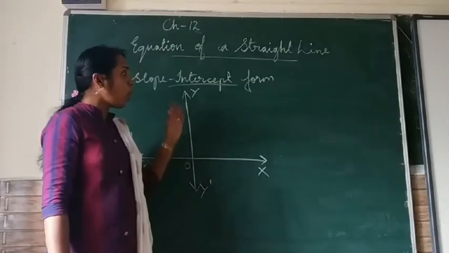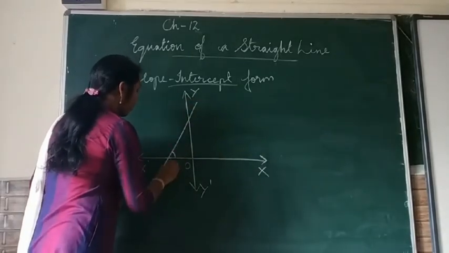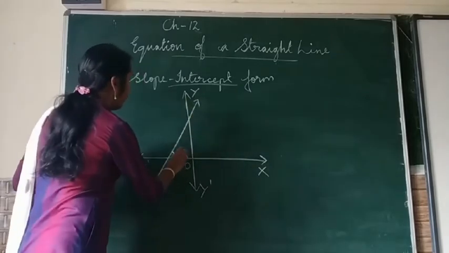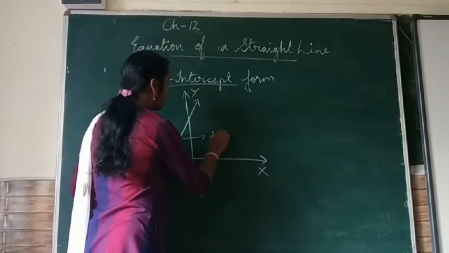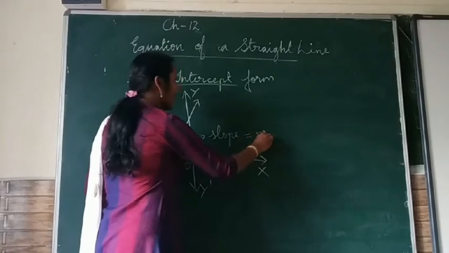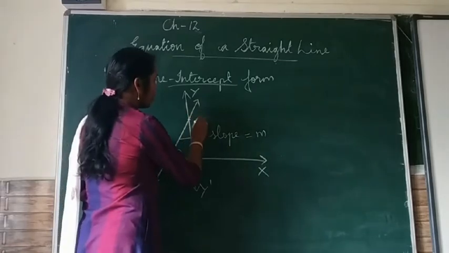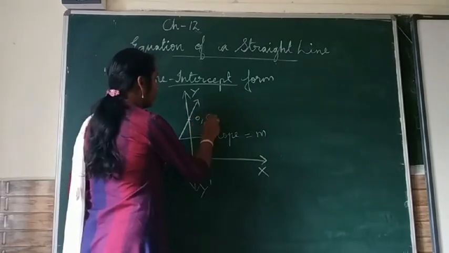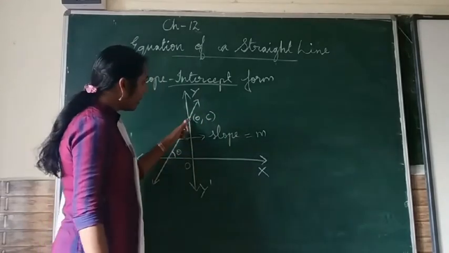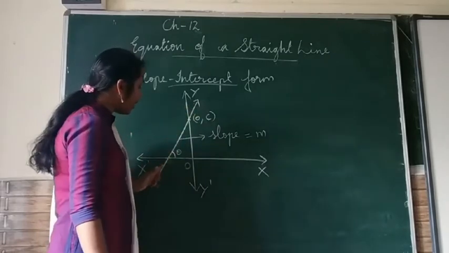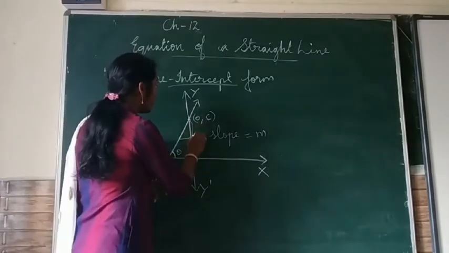Now let us learn the slope intercept form of an equation. Consider a line with an inclination of theta and a slope m. The slope of this line is taken as m, and it meets the y-axis at the point (0, c), where c is the y-intercept, the distance between the origin and this point, the point at which the line meets the y-axis. That is the value of the y-intercept, or that is the distance c.